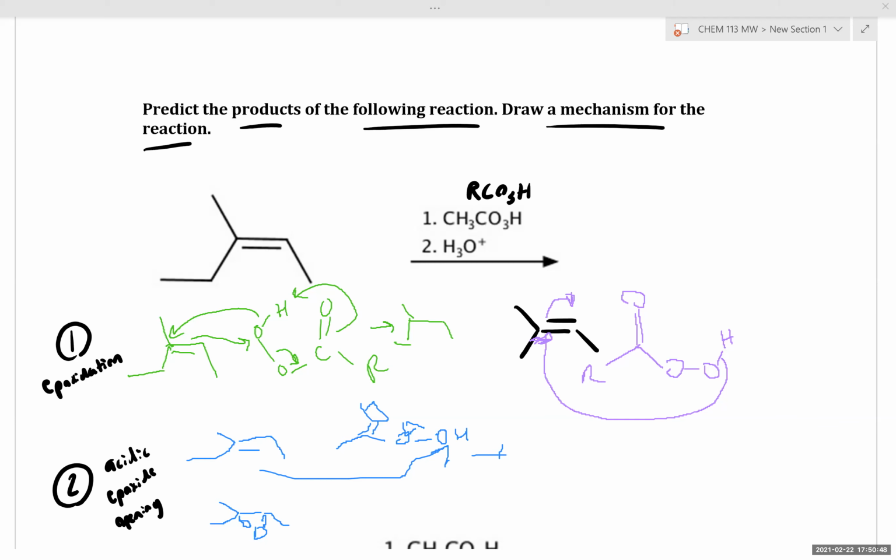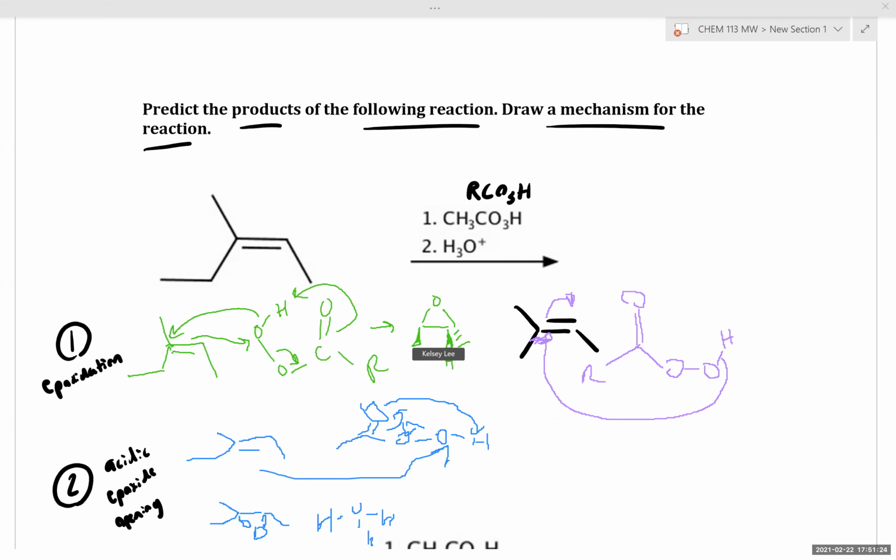So it's great to see this range of student responses. And if we compile all of these ideas together, we have both halves of our complete picture. So we have a reasonable arrow pushing mechanism, and then we have some reasonable products drawn. And in many cases, we have the concerted mechanism. And at the end of this first step, we're going to get our tri-substituted epoxide.